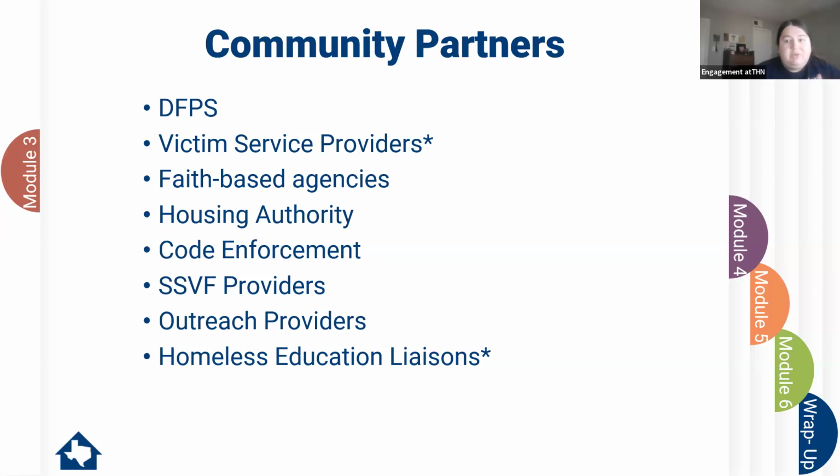These parts of your community can help you involve people with lived experience, which is pretty important, help with volunteer recruitment, and also help with that hotspot mapping aspect of finding where those unsheltered locations are. Some of these organizations could be things like DFPS, victim service providers, which are pretty important to involve, especially if you have any sort of DV shelter in your area. Faith-based agencies like a church, Loaves and Fishes, if that is something in your area. Your local housing authority is pretty important to involve, as well as code enforcement or any sort of SSVF provider, outreach workers, your existing homeless response system, as well as homeless education liaisons.